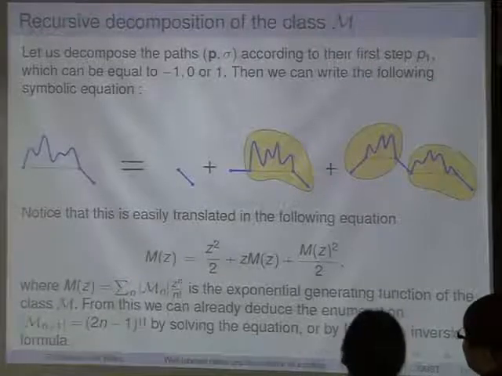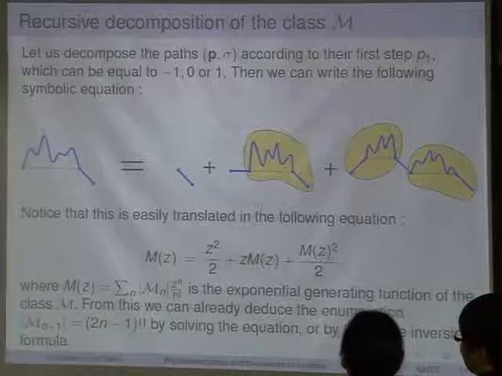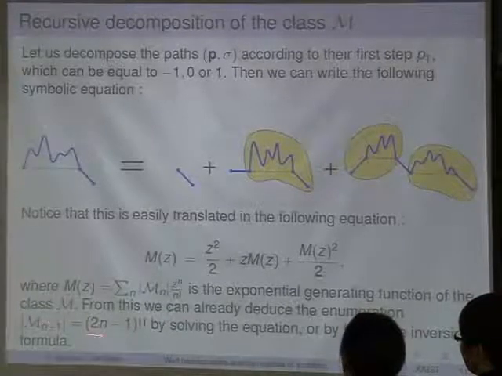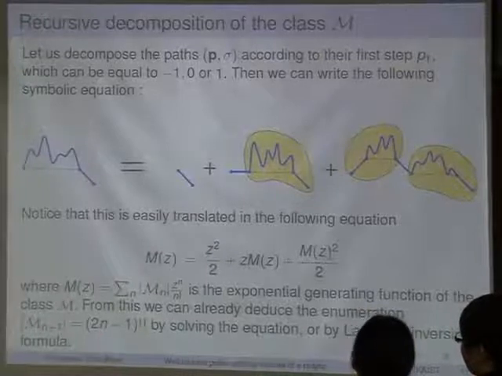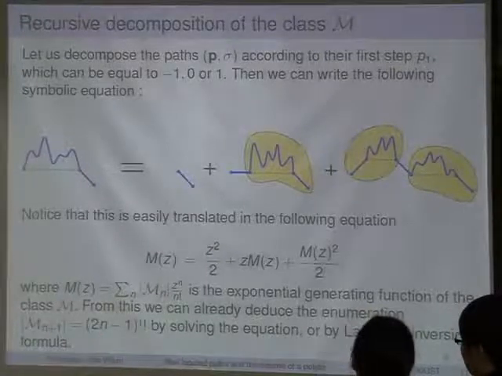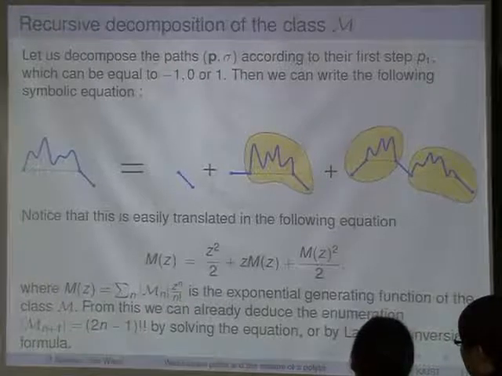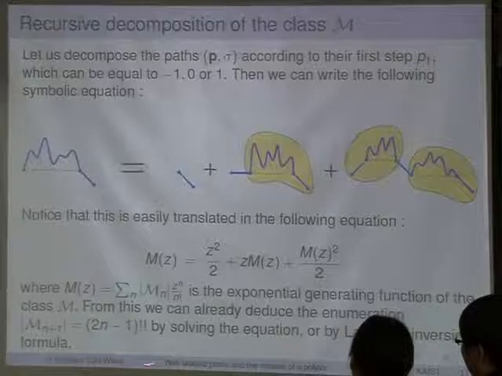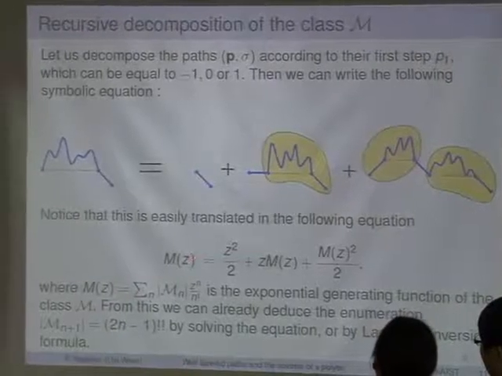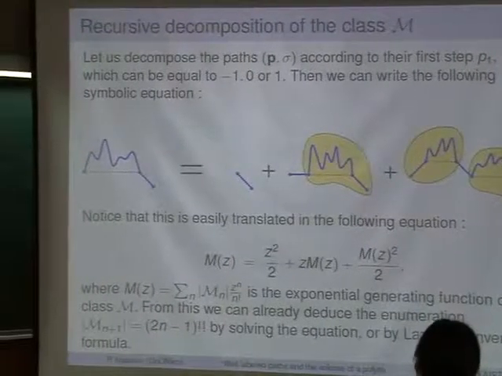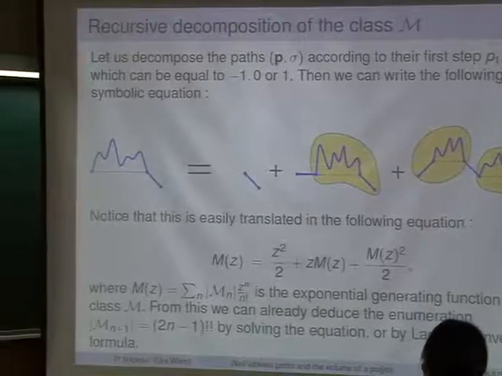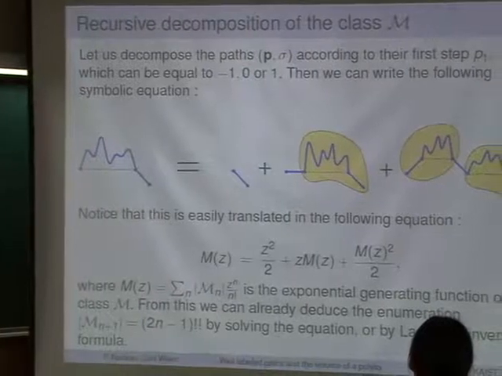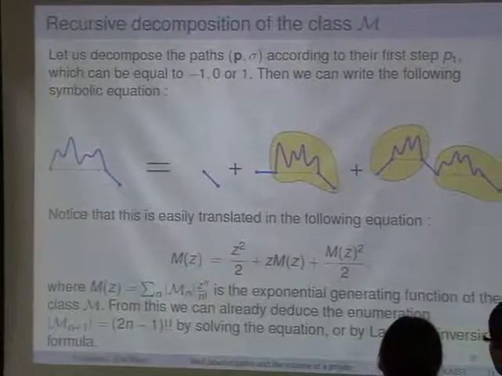But this is a quadratic equation. You can solve it, and then you can expand it as power series, and you will find that m_{n+1} is (2n-1) double factorial. It's really standard calculus, okay, to do this. So you can also, for those people who are familiar with it, do Lagrange inversion formula. If you modify a bit this equation, you can apply Lagrange inversion formula and directly get the coefficients without solving anything. Okay, but I want to talk about bijections, so I will go.